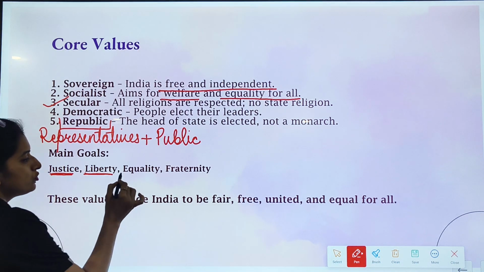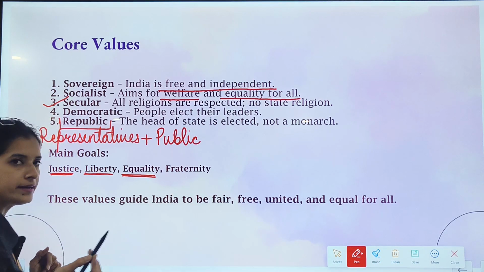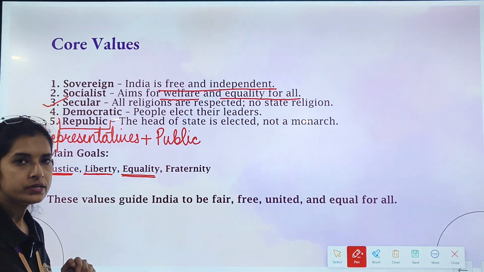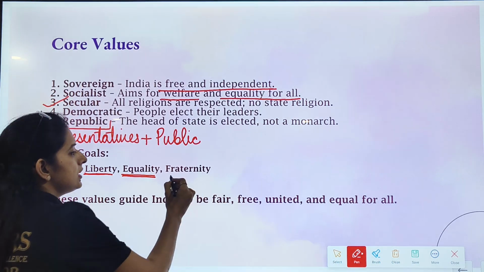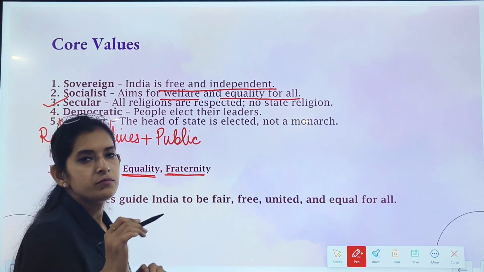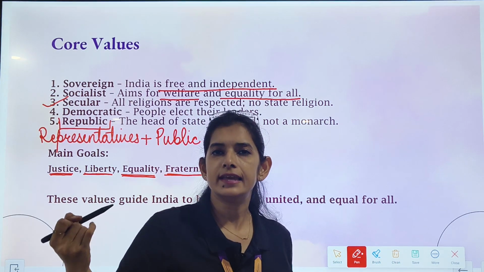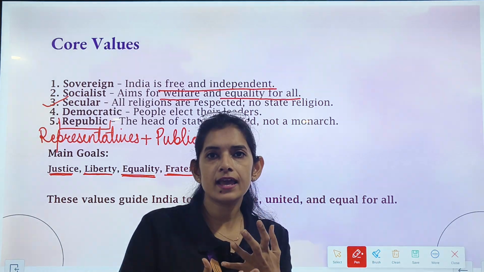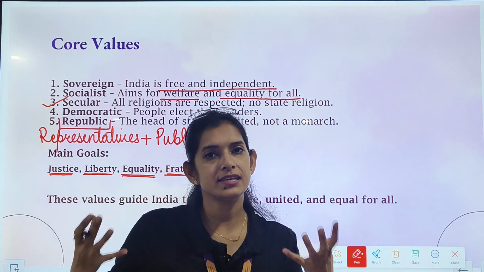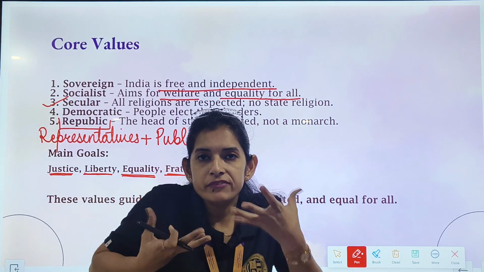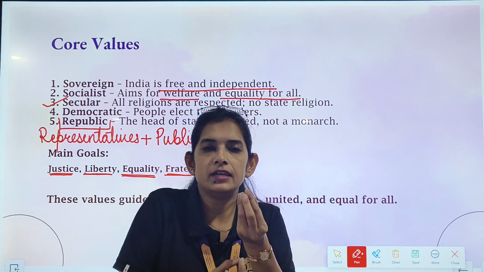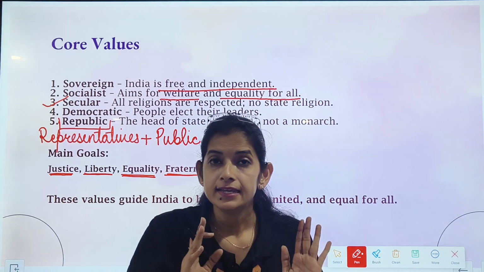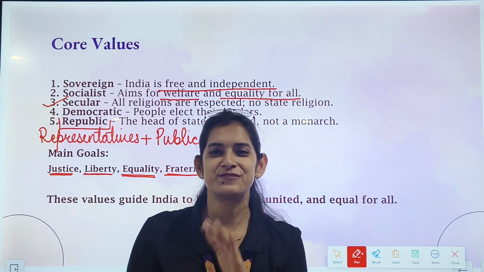Next, the main goals were to provide justice to the people, to give them liberty, that is to give them freedom, and to provide equality. Equality means everyone is equal in the eyes of law. Nobody would be discriminated against on any grounds. Last is fraternity. Fraternity means all the people who are residing would live as if they are members of a single family. Clear? There would be a feeling of brotherhood. There would be a feeling of care amongst the different individuals who are residing in India. Clear? Who are the citizens of India.